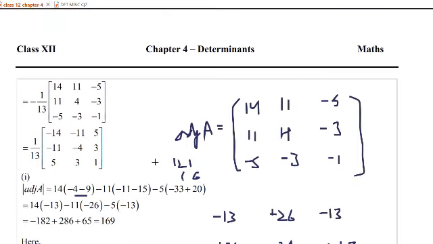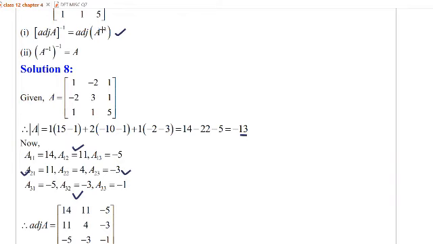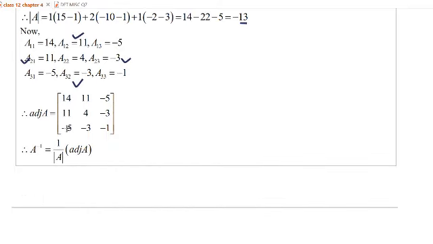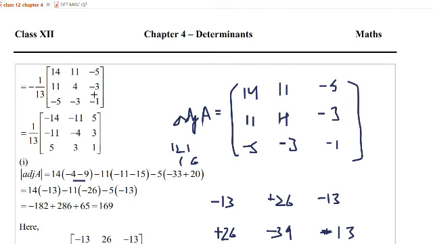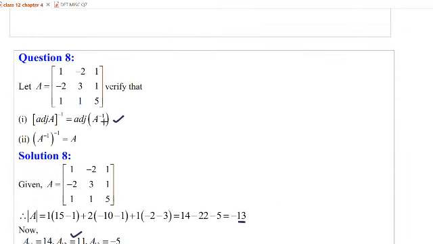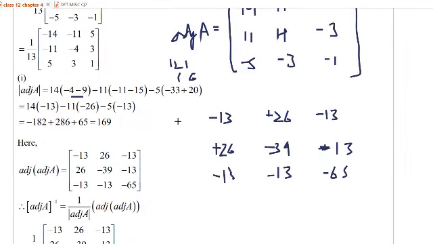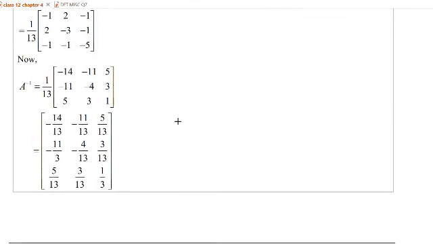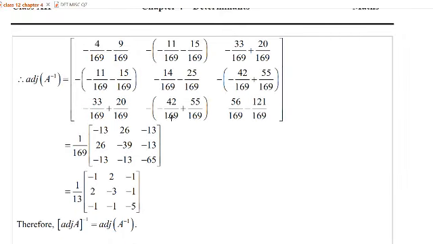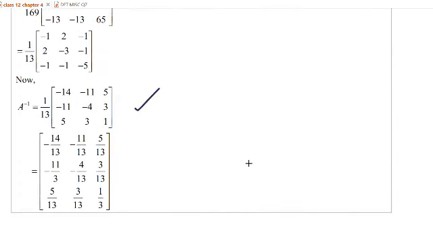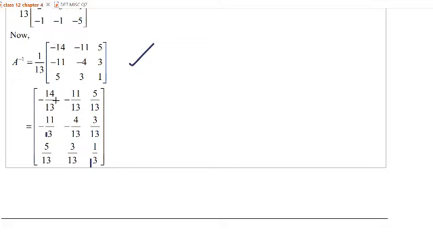Now what we need to do is find the adjoint of A inverse. A inverse we have already computed. This was the inverse, and its adjoint we have to find. So this is our question now. This is our A inverse, 1 upon 13 times this whole thing, sending this 1 upon 13 inside. Now tedious work we have to do. So how to calculate? Hiding this element, we'll get minus 4 by 39 and minus 9 by 39.